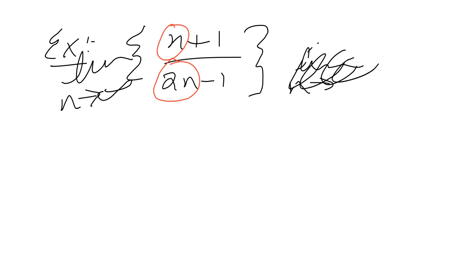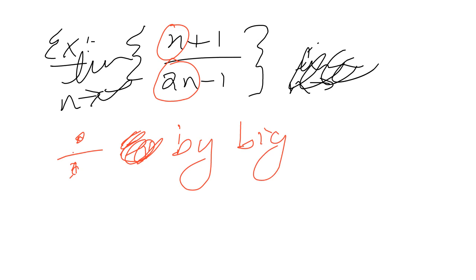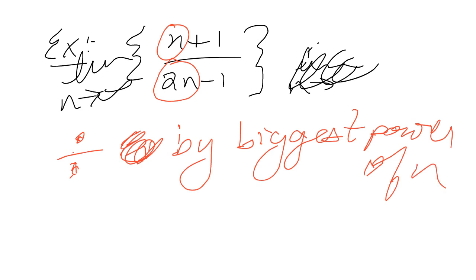So what's the math trick? The math trick is to divide every term by the biggest power. So that's what we want to do. We want to divide every term, numerator and denominator, by the greatest power of n that you see. If I do it on top, I've got to do it on the bottom. The biggest power of n here is n to the first.